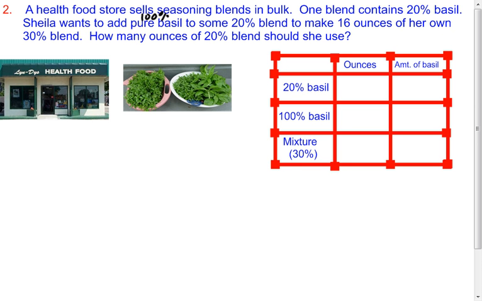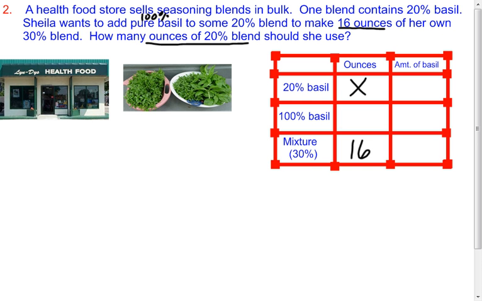How many ounces of 20% blend should she use? So here's my question: how many ounces of 20% blend? I am going to put my x right here because I don't know how many ounces. But I do know that she wants to make 16 ounces of the 30% blend mixture, so this is 16 ounces.